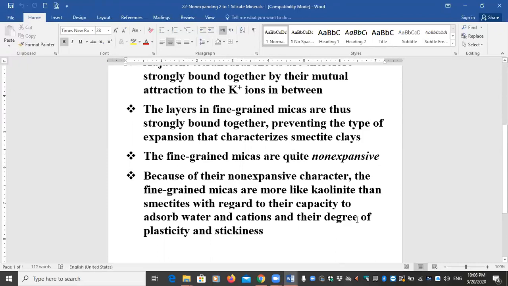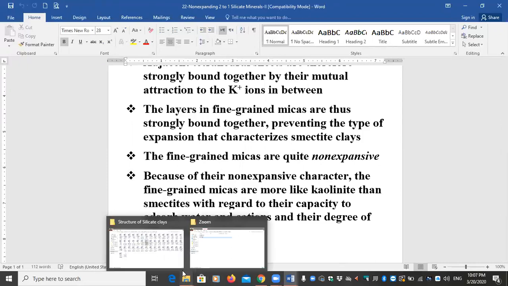If you remember, we talked about how these characteristics are related to the surface area. So if you have non-expansive minerals, that means they have very low surface area, which means these characteristics will be very low also.